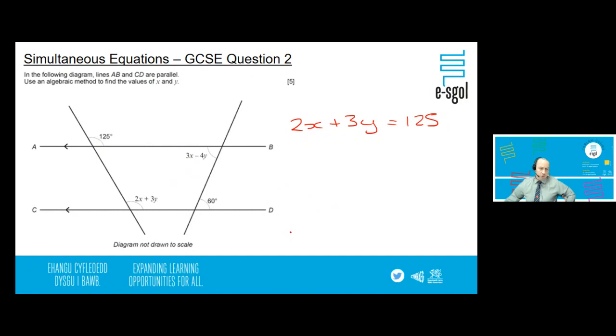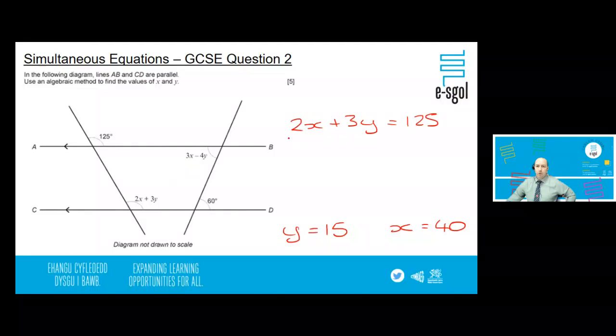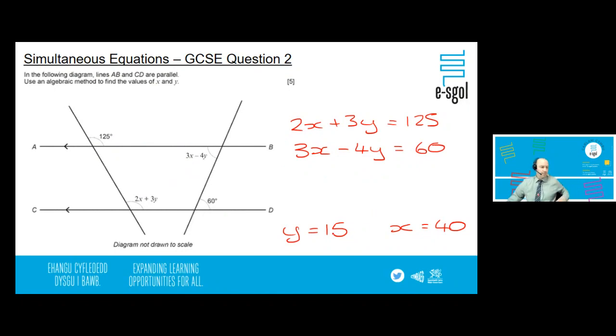So what I'd suggest you do is certainly have a go at that in your own time. I'll tell you the answers. I'll put the answers at the bottom of the screen. Y is 15 and X is 40. So I haven't done the complete solution, but hopefully you'll appreciate, and I think I have got time, I'll write the other equation out as well: 3x minus 4y is equal to 60, and hopefully you can work through that process and you get the same answers as me when you do so.